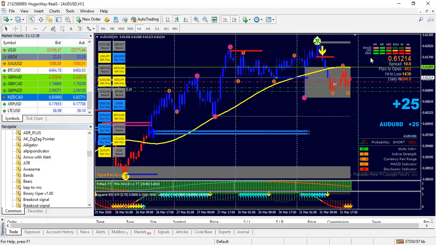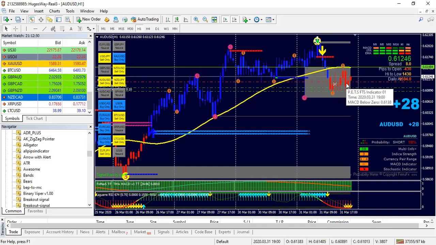Now we're in a pullback. We're going into a pullback. So I went ahead and scalped the pullback. As you can see, we're almost 30 pips in profit. I wish it hadn't closed me out on the other trade, but it's cool. We're nearing 30 pips in profit on this one.